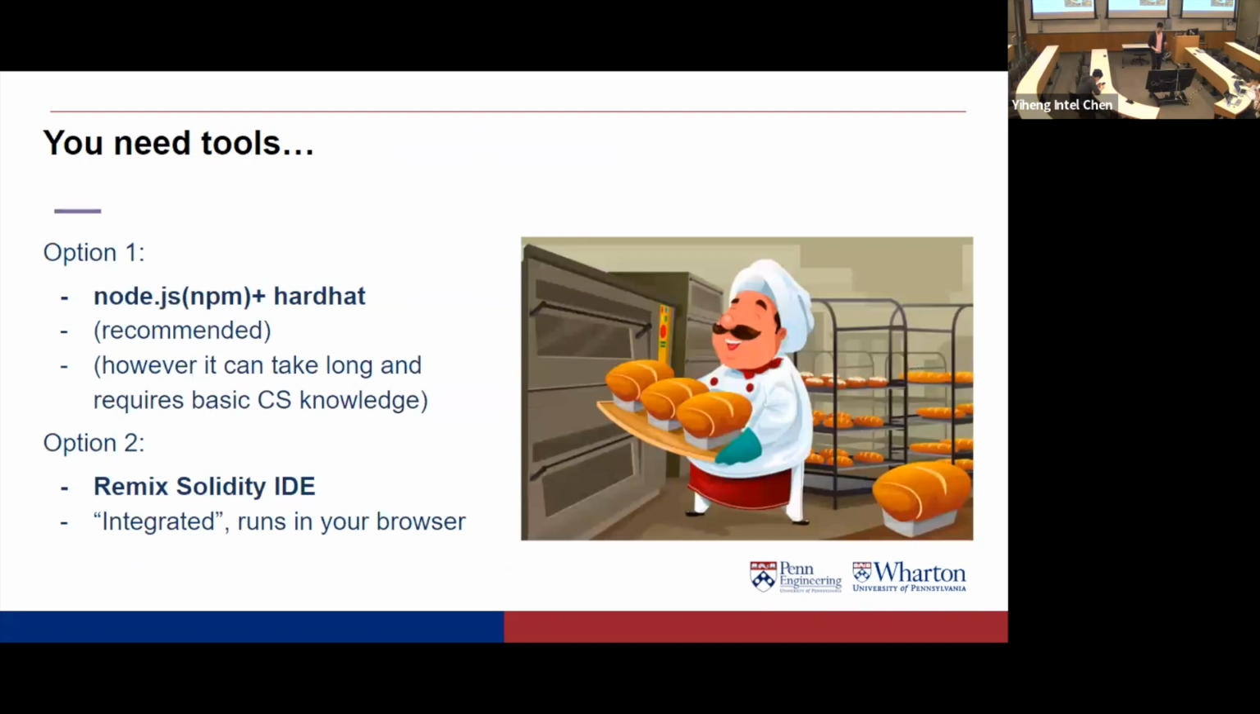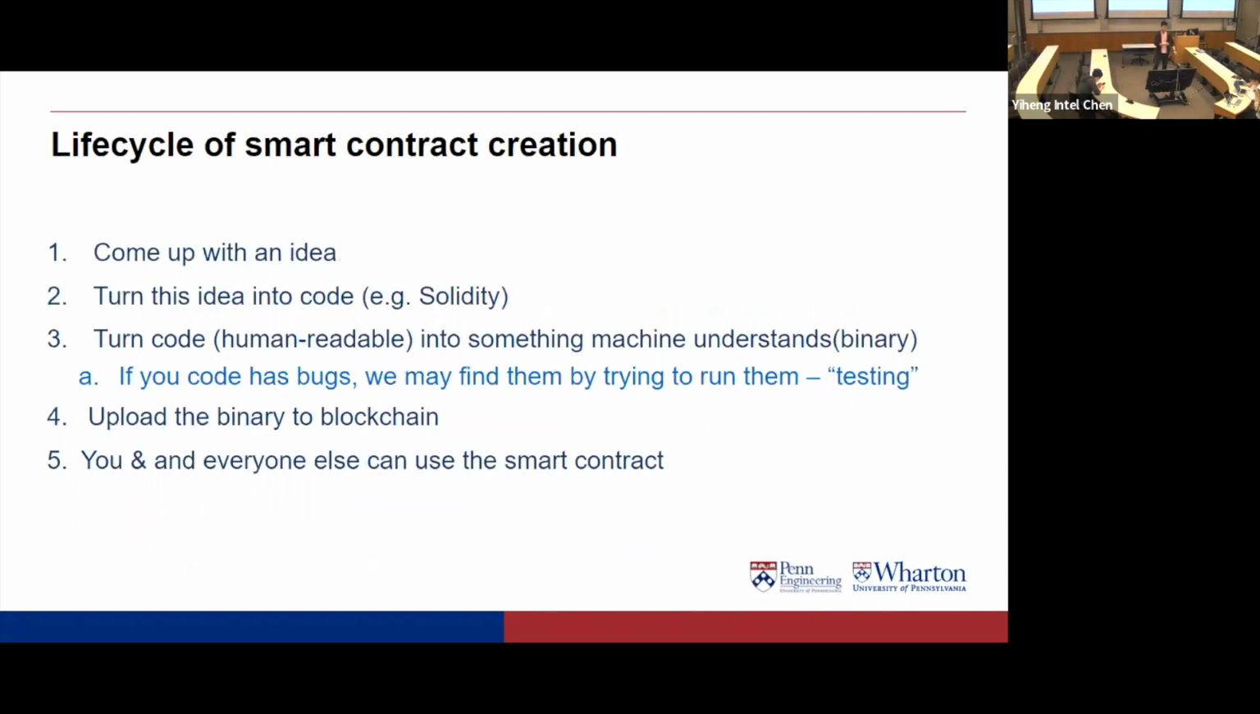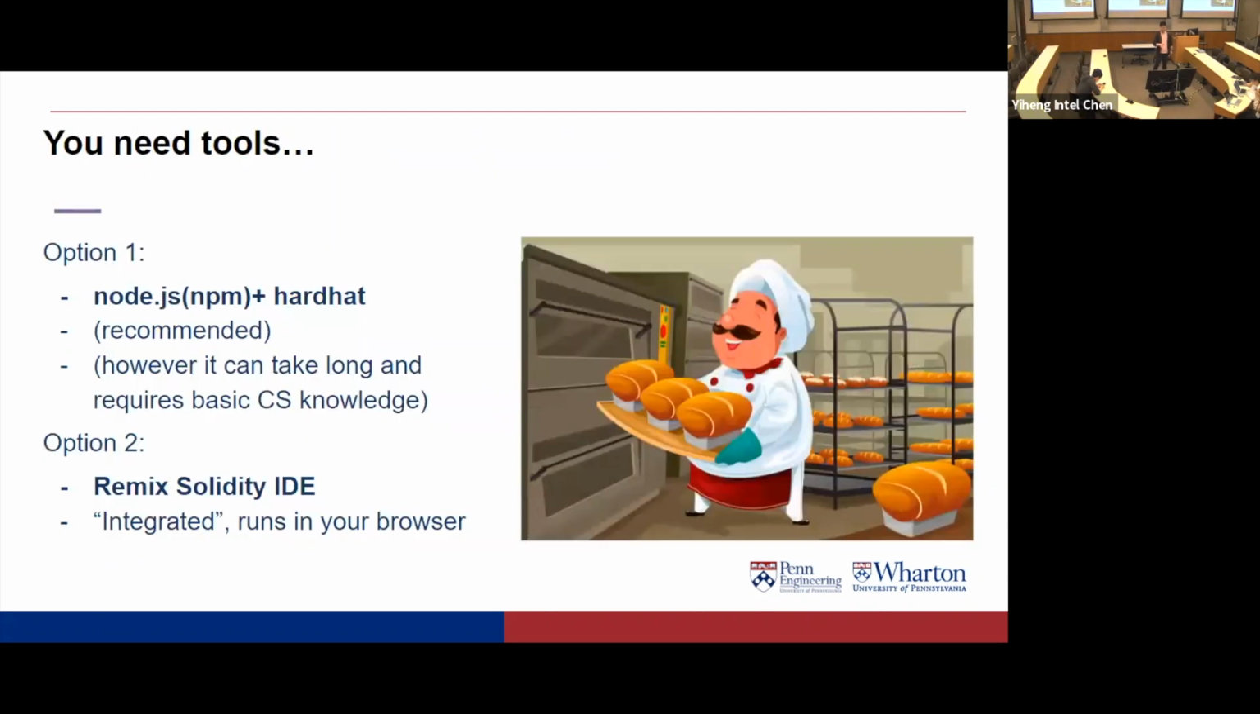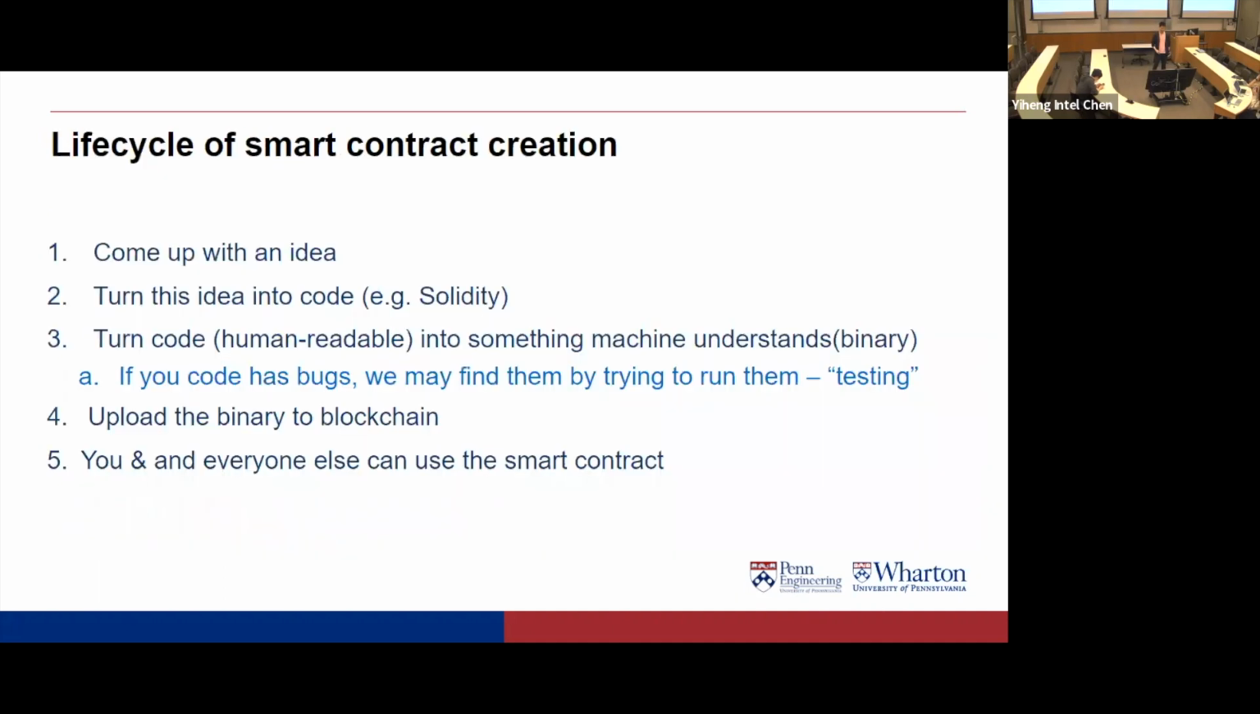I had a slide that, anyways, just fast forward a little bit. Essentially, we're alluding to the fact that you would need some sort of tool, just like a good baker needs a bakery to bake good breads. So this class in particular, we're going to go over some tools that you'll be needing for blockchain development and creating smart contracts. So what does the life cycle of writing a smart contract look like?